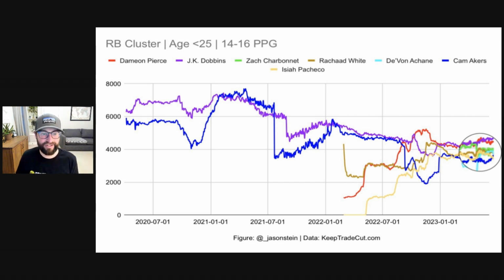Then you have second-year guys in Dameon Pierce, Rashad White, and Isaiah Pacheco, who actually start pretty far apart from each other at the start of their charts, but are now pretty close from a KTC perspective. And finally, the injury guys in J.K. Dobbins and Cam Akers, who are both very highly regarded, but their prices have taken huge hits as they work their way back from significant injuries.